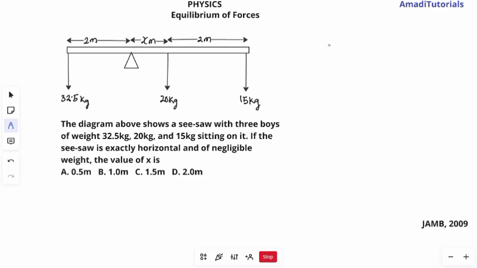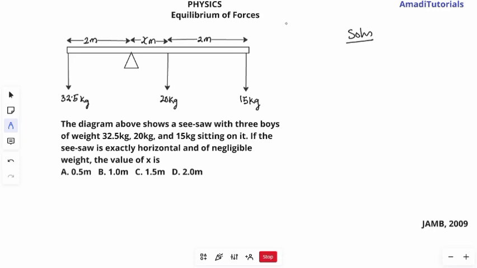So let's quickly do this. Now, the theory to use is the principle of moment, which states that total clockwise moment will be equal to total anti-clockwise moment. So we are going to take moment of these three weights about the fulcrum. The fulcrum is this pivot place, this triangular place that balances it.